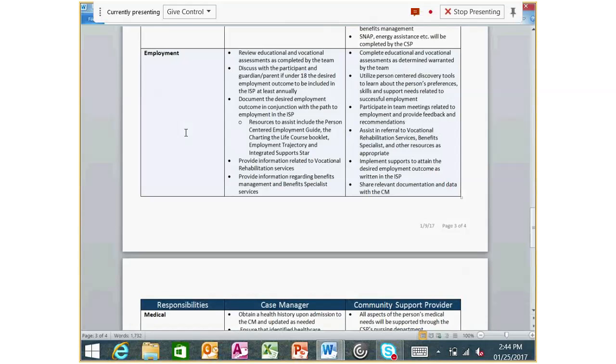Also implementing those supports to attain that desired employment outcome as identified in the ISP, and sharing the relevant documentation and data with the case manager. So as that person is making progress in their desired outcome for employment, whether it's to maintain their current job or to just learn more by job shadowing or visiting businesses in the community, the CSP should be sharing those progress notes with the case manager so they can assess whether that's being provided adequately.